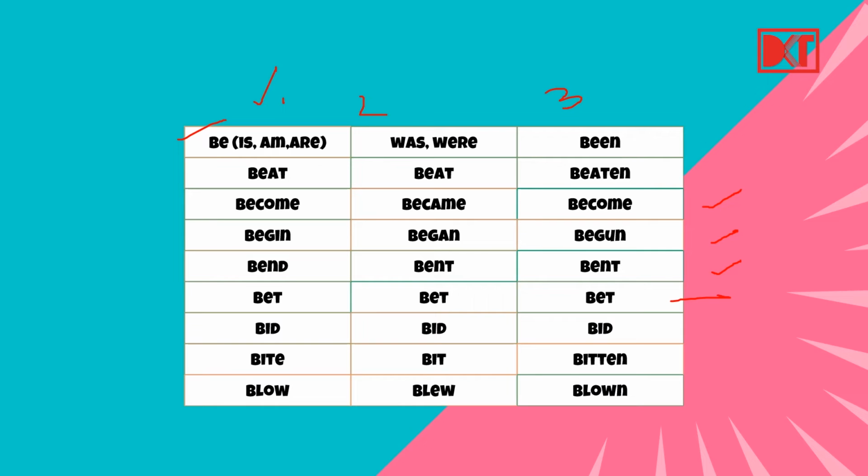These are some of the irregular verbs which remain the same. Then we have bid, bid, bid. Again remains the same. Bite, bit, bitten. Blow, blew, blown. So this is an example. I have provided a few more in the upcoming slides. I will just be reading the main verbs out to you.